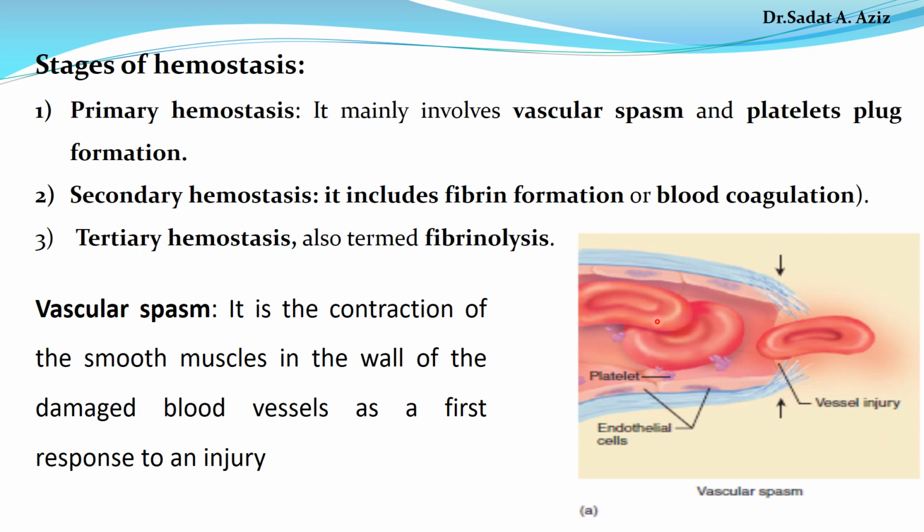So it gives the platelets a chance to aggregate or accumulate at the site of the injury. So vascular spasm means contraction of the smooth muscles present within the wall of the blood vessels. So it can reduce the blood flow to the site of the injury.